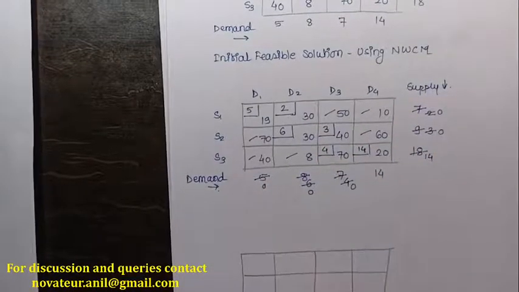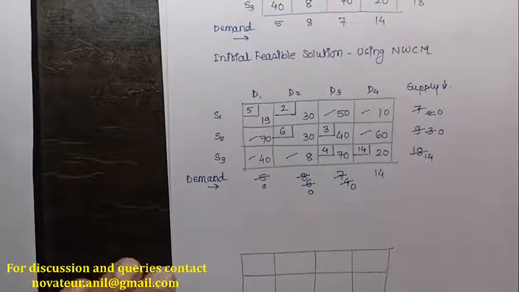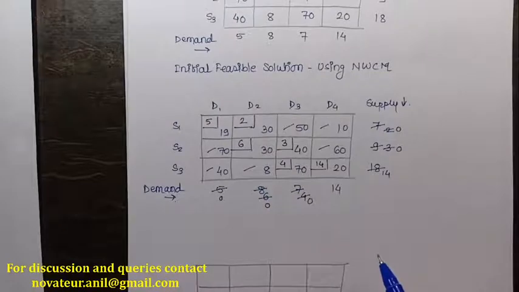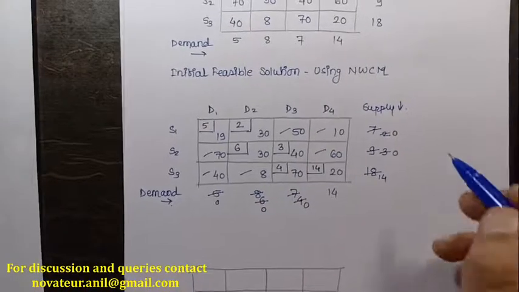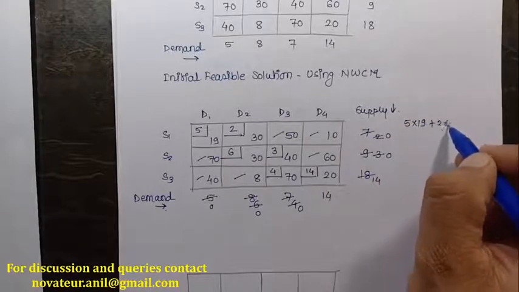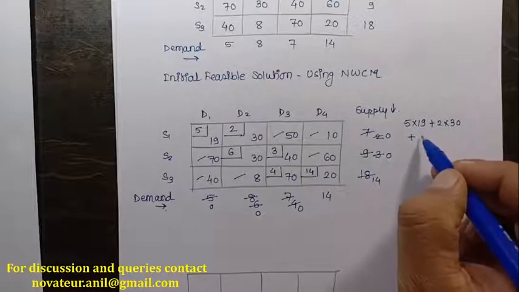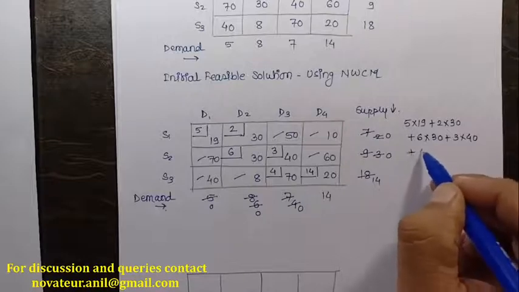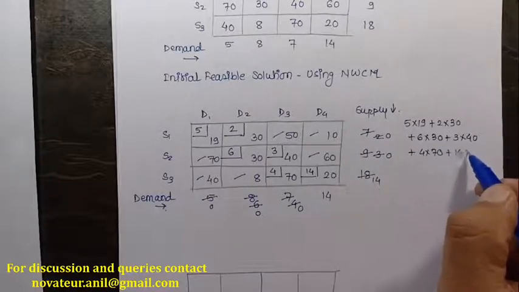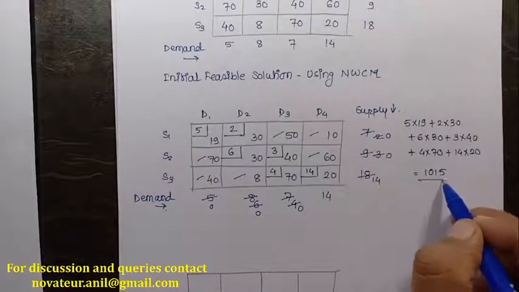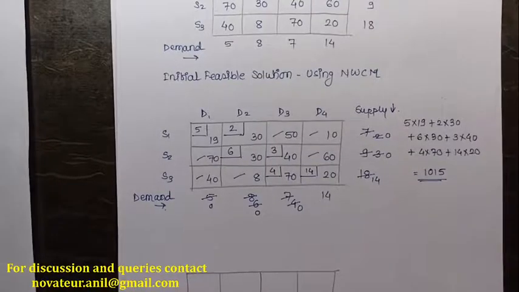In order to understand the northwest corner method in detail, you can check my previous videos, so you will understand it better. So this is my assigned cells using the northwest corner method. I'll quickly calculate the initial feasible solution. That is very simple: 5 into 19 plus 2 into 30 plus 6 into 30 plus 3 into 40 plus 4 into 70 and 14 into 20. So my initial feasible solution is 1015. Okay, this is using the northwest corner method.